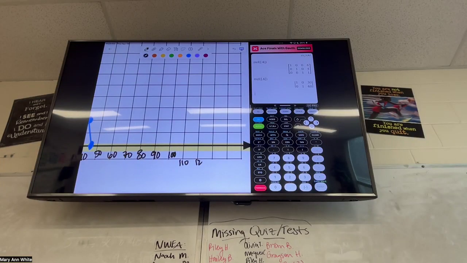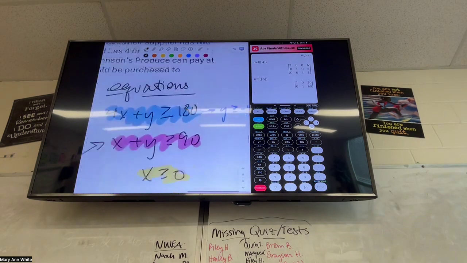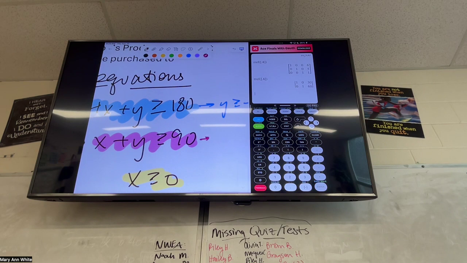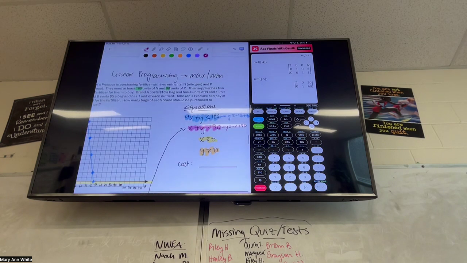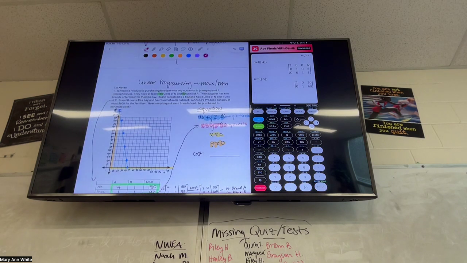We're going to do the same thing for the next one. This one's just as easy. Move the x to the other side. Y is greater than or equal to negative x plus 90. I'll graph at 90, down 1 over 1, down 1 over 1, down 1 over 1.